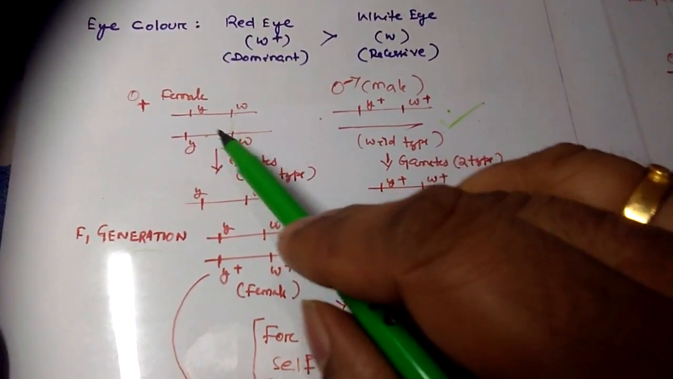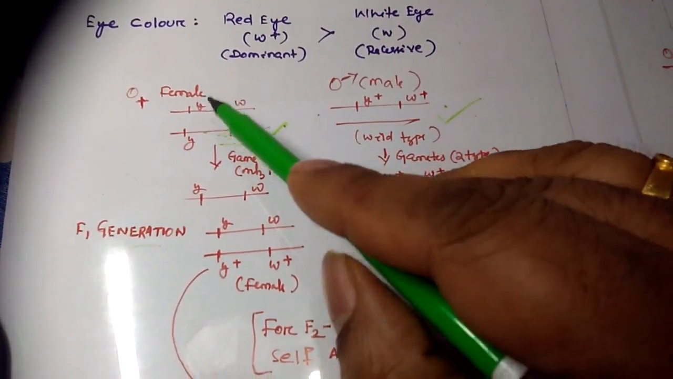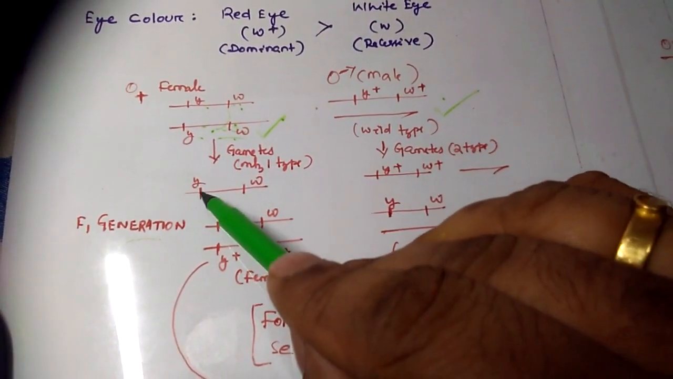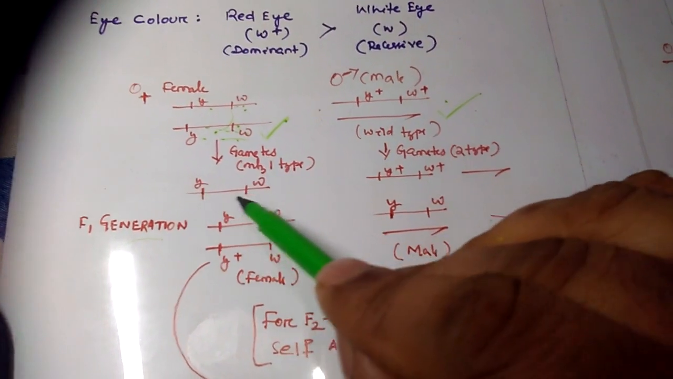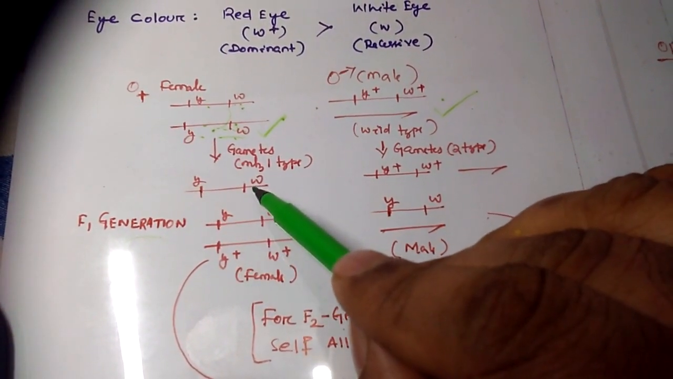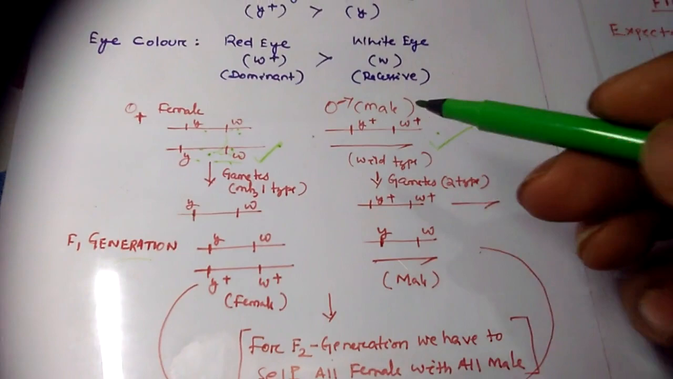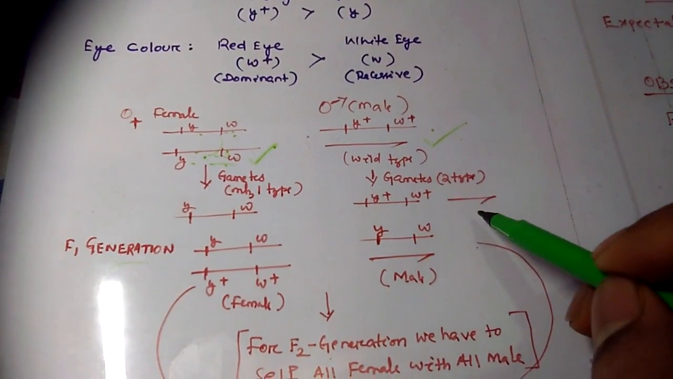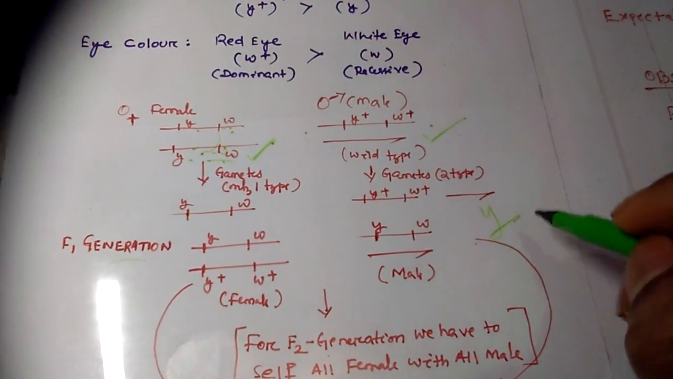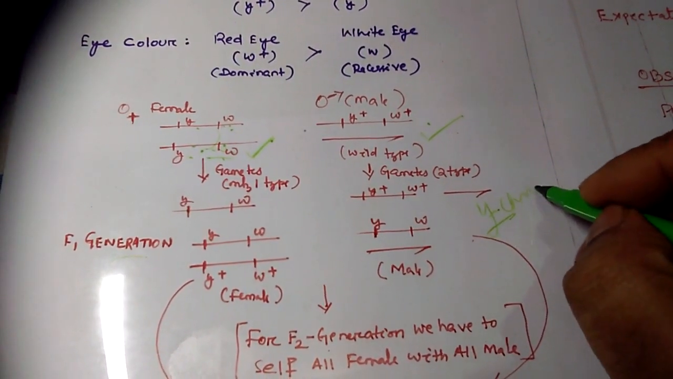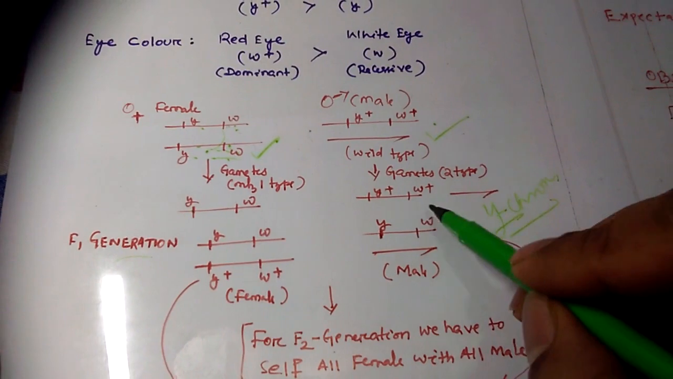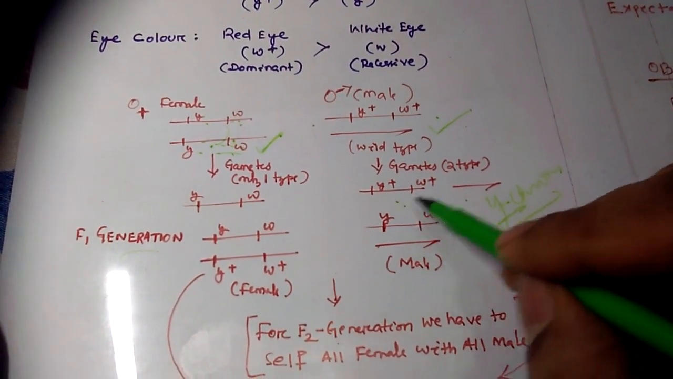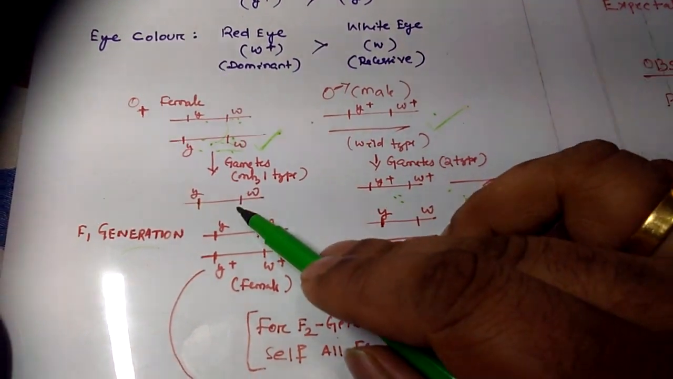Okay, so now in the F1 generation, you see here, how many types of gametes will it give? In both the chromosomes, both are X chromosomes, you can see YW and YW, so only one type of gamete it will give. So the female will give only one type of gamete from the parental type. In case of the male, you will get two types. One will be the Y chromosome, and this one is the X chromosome. So these two types of gametes you are getting here, and only one type here.